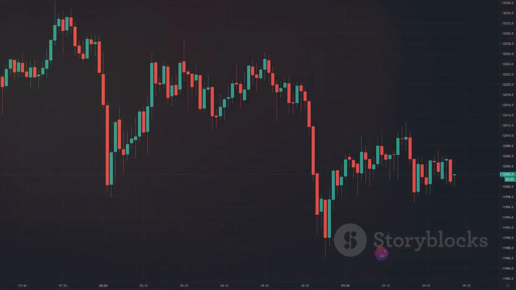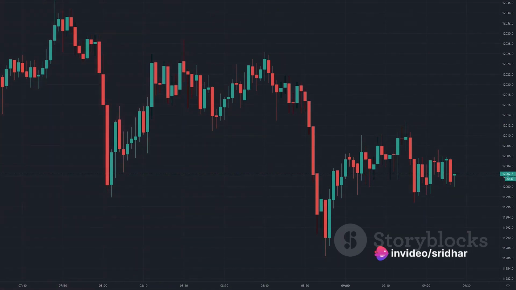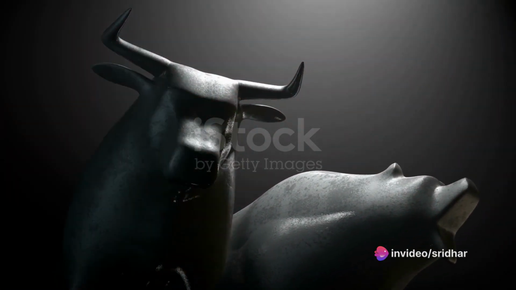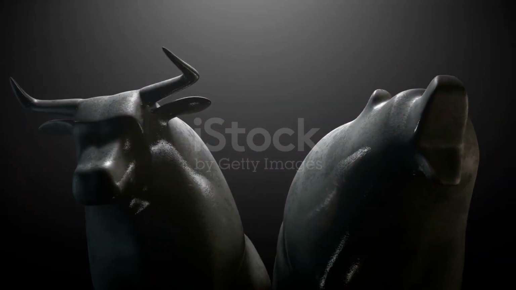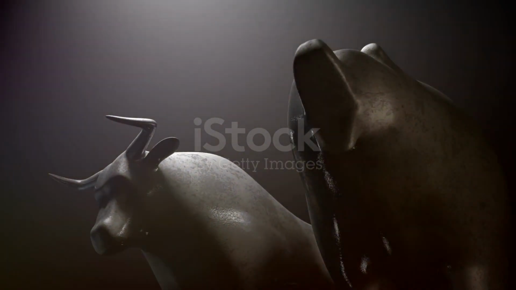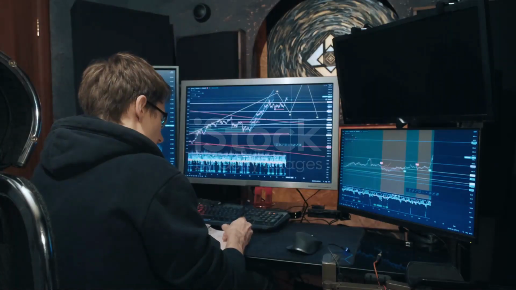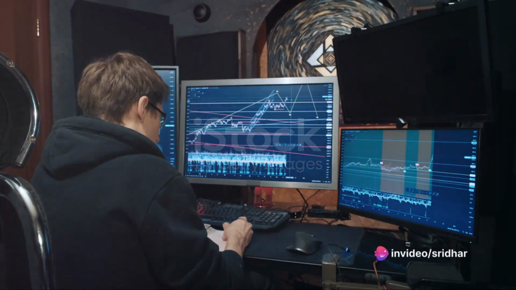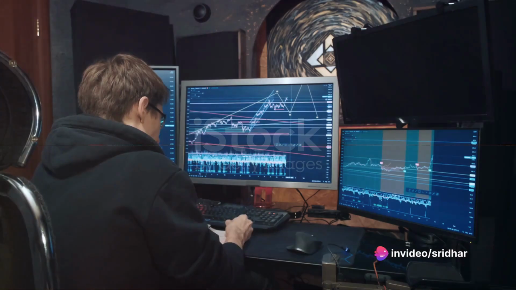Remember, the ultimate goal of backtesting is not to find a holy grail strategy that never loses, but to identify a strategy that suits your trading style and risk tolerance, and that consistently generates profits over time. Keeping these points in mind will help you conduct more effective and reliable backtests.